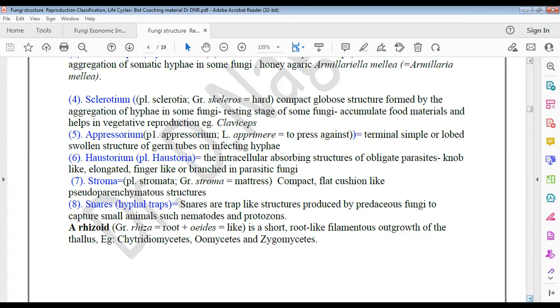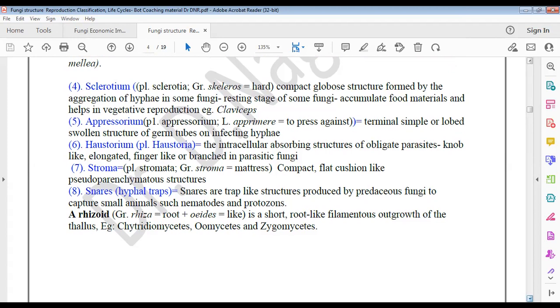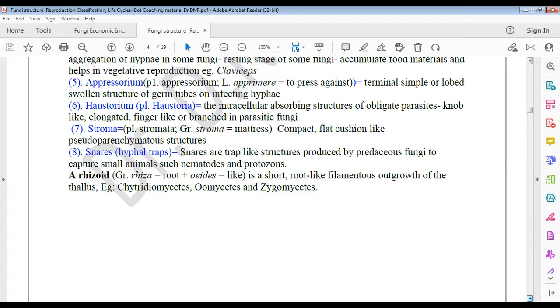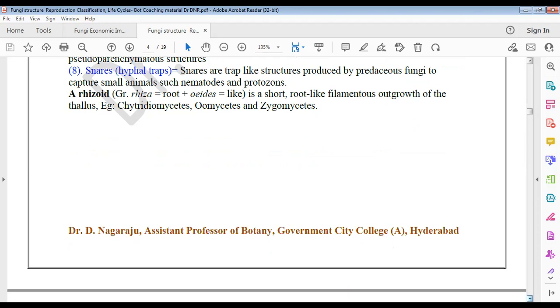Haustoria, which are present only in the parasitic fungi, not in the symbionts. Haustoria are present especially in parasitic fungi. That is also most important. Haustoria are a special type of structure which absorb nutrition from the hosts in the fungi. What is a haustorium?